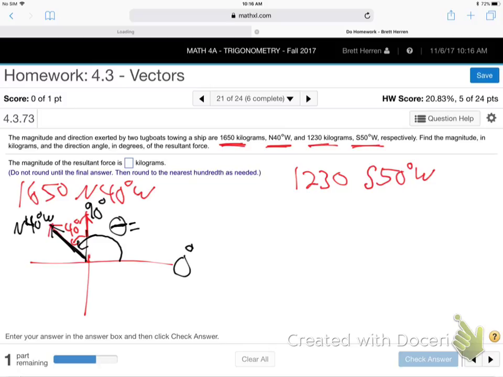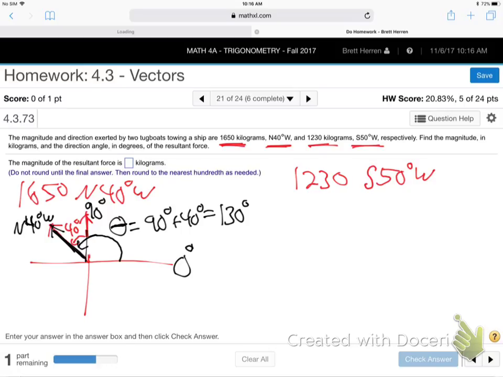So it's 90 plus 40, 130 degrees. We good? So that one's 130, it's a true angle. Everybody see how I found that? It's north, 40 degrees west. So what is that from 0? That's 90 and 40 more, 130. The true angle is 130.